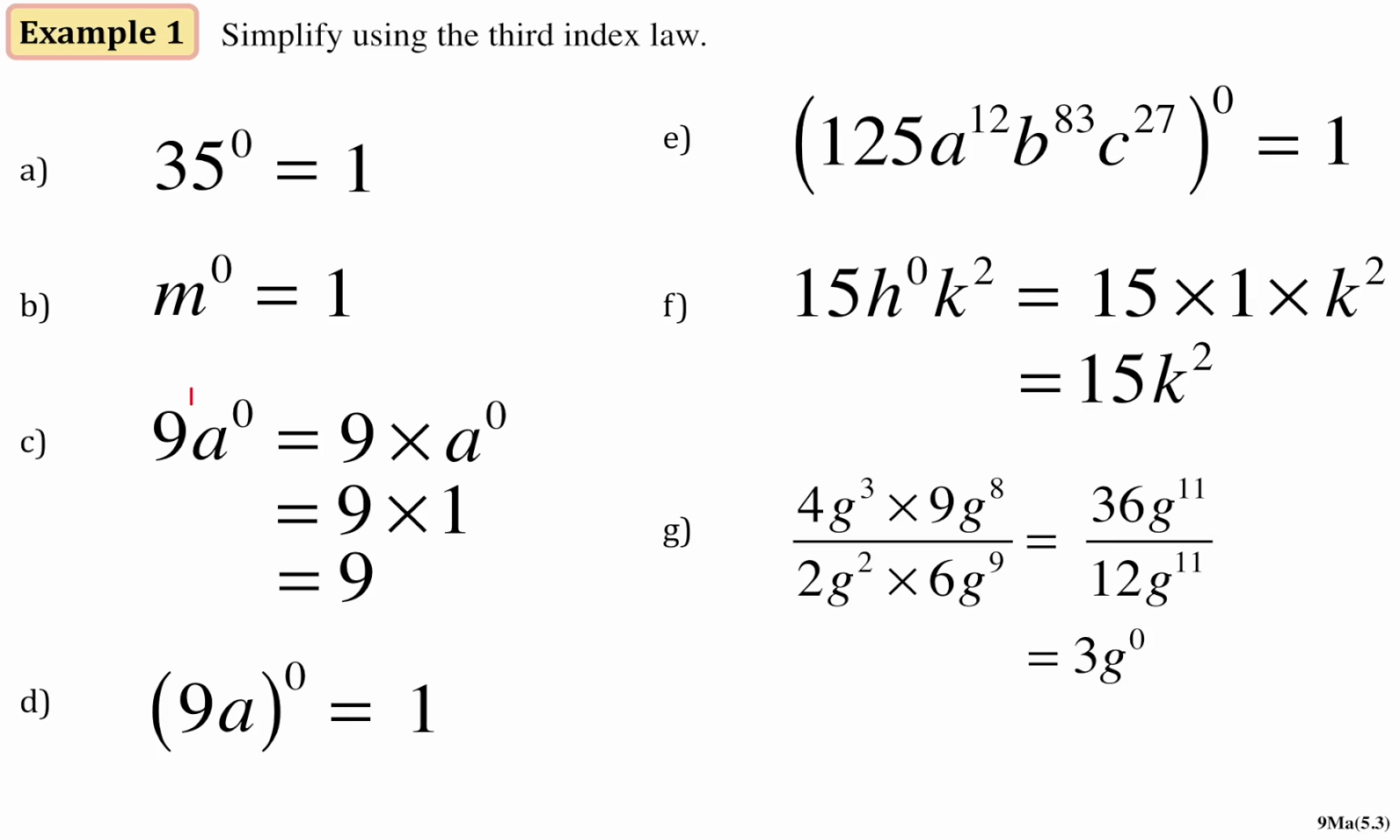So that means you end up with 3g to the power of 0, because 36 over 12 cancels to 3. g to the power of 11 over g to the power of 11, you're dividing, so minus the powers. 11 take 11 equals 0. Anything to the power of 0 is 1, but that 0 doesn't affect the 3, so it just becomes 3 times 1, which is 3.